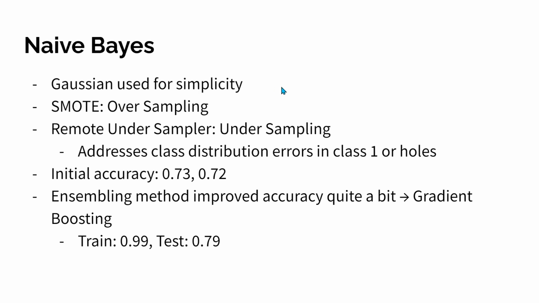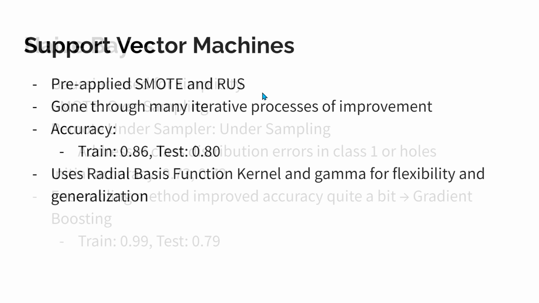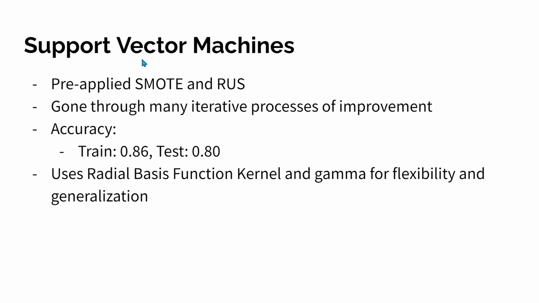I used Gaussian naive Bayes just for simplicity and used basically the exact same methods I used in the logistic regression. For SVMs, I pre-applied this Morton Rust and I did not specifically apply gradient boosting or any ensembling method on this because I used an iterative process of improvement rather than using a different sort of thing that sometimes leads to even more errors. I specifically used radial basis function kernel, RBFK, and gamma for flexibility and generalization.